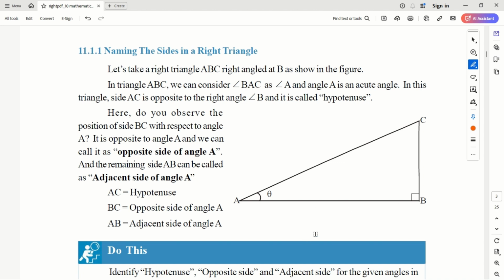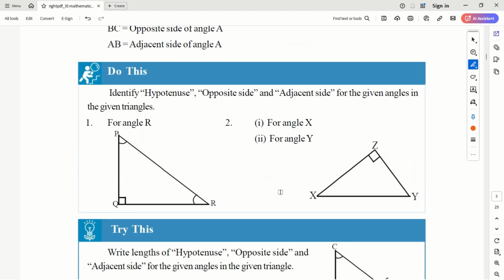Now if you take one of the acute angles, not the 90 degrees one, not the right angle, let's say A is theta. From this angle's point of view, AC is the hypotenuse, the biggest side. BC is the opposite side to this angle. AB is adjacent to this angle. This is the notation which we will follow, and based on this one, we'll give the trigonometric ratios.